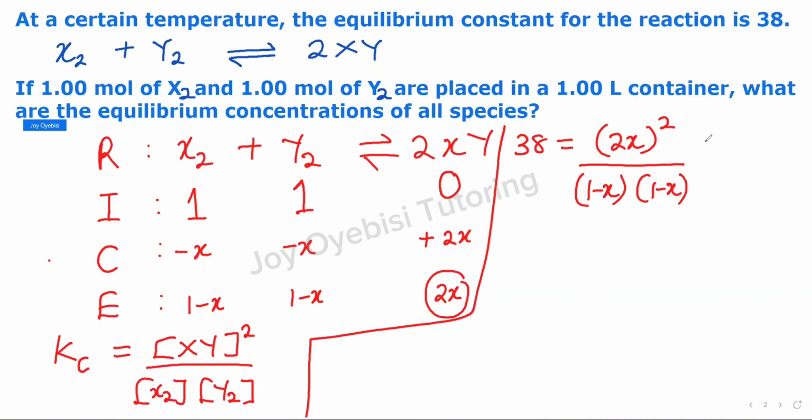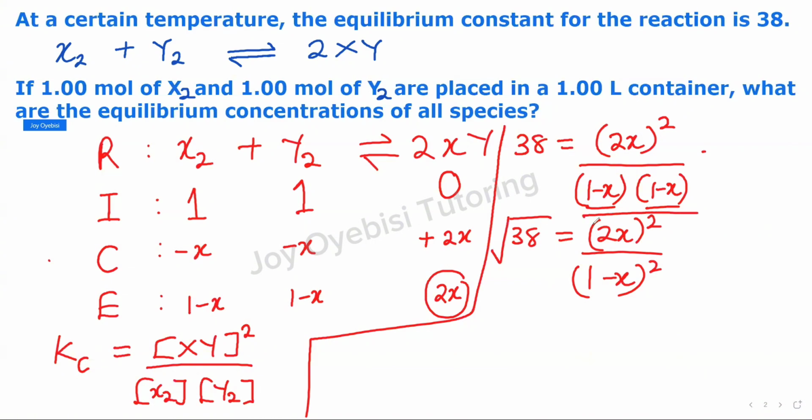Now, this is the same thing as simply saying, let me write it down here, 2x squared over 1 minus x squared. That's the same, okay? These two, you can square it. So now that they both have squares, the easiest way to solve this is to take the square root of both sides to get rid of the squares. The squares here cancel out. And then if we take the square root of 38, that gives me 6.16 equals 2x over 1 minus x.